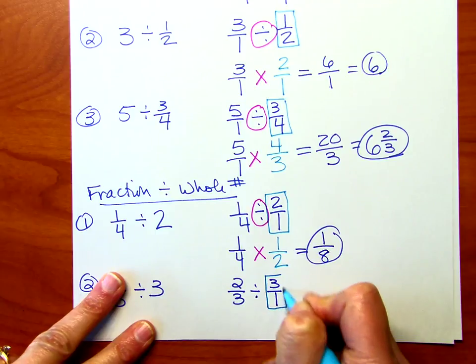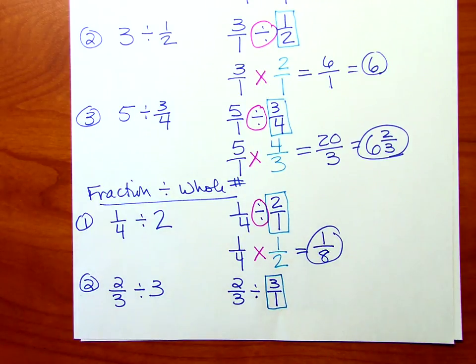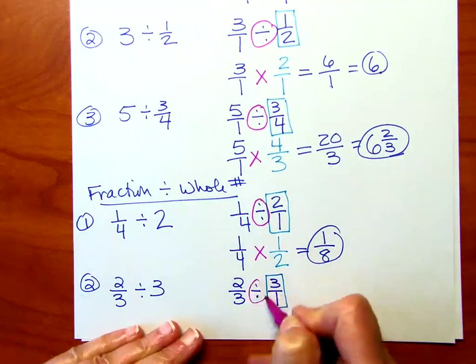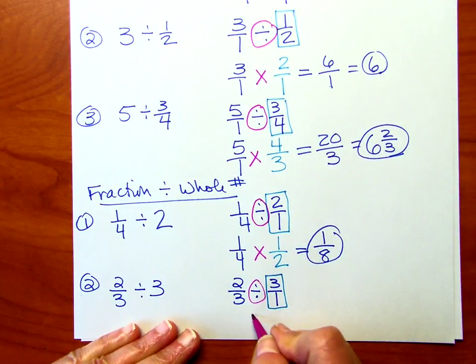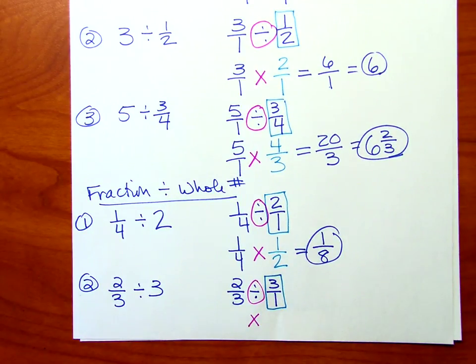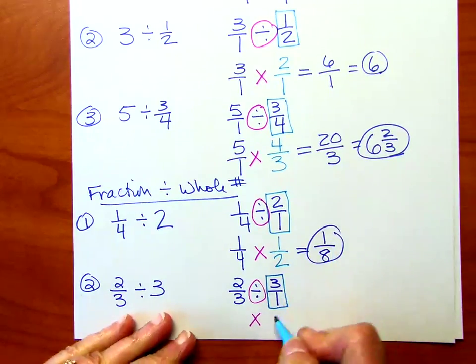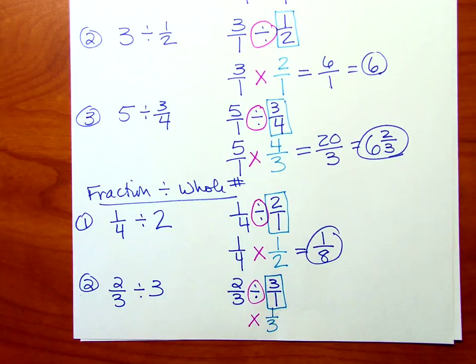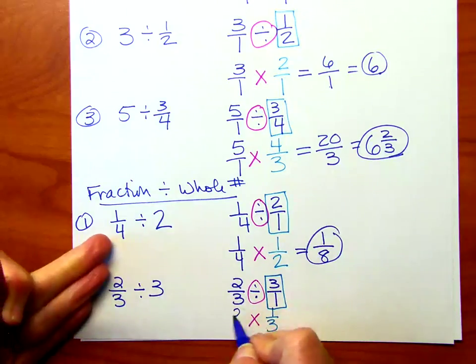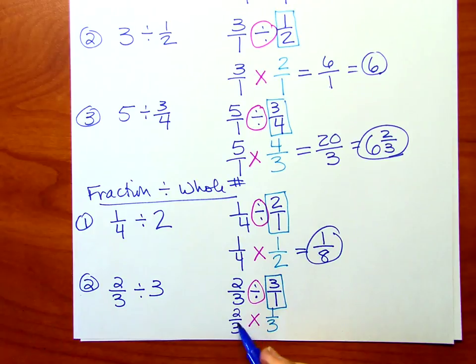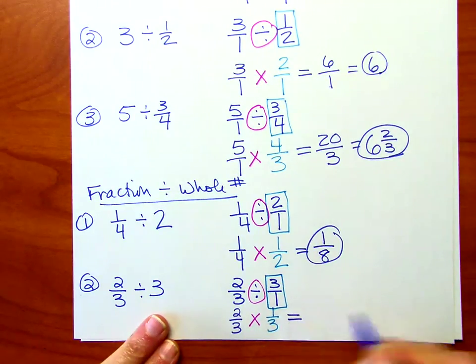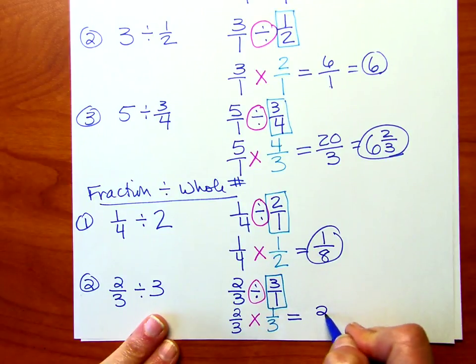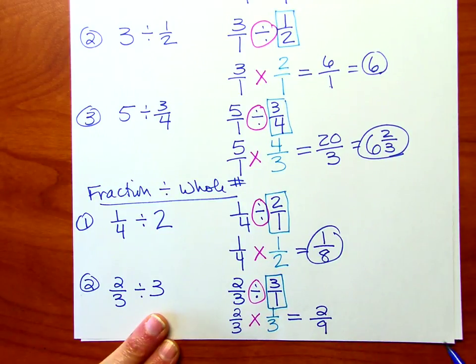So I'm going to flip the second fraction, and then I want to change that sign to multiplication. So instead of 3/1, I get 1/3. And I'll go ahead and bring down that first fraction. So we had 2/3 times 1/3. And notice again, we cannot reduce. So we've got 2/9. And because this is a proper fraction, we're just going to leave that.